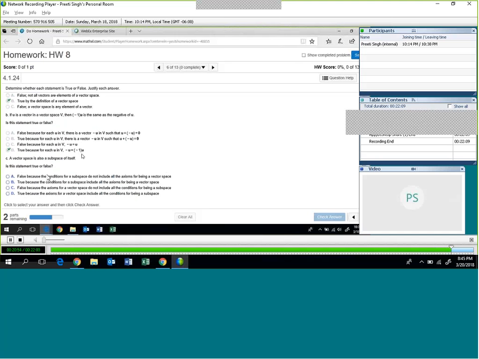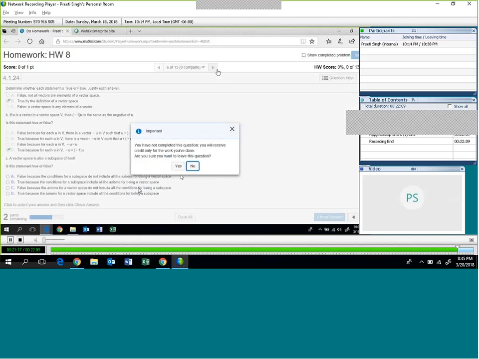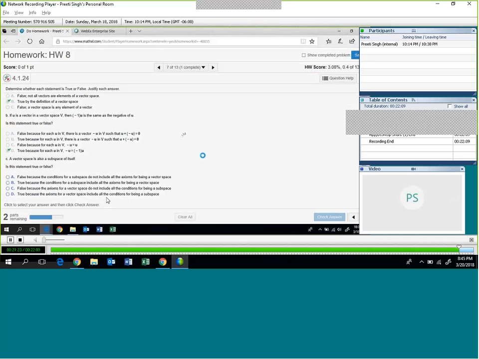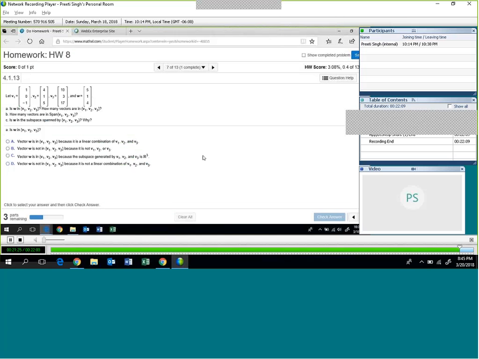A vector space is also a subspace of itself. Again, true. You can figure out why. Because the conditions of a subspace include all the axioms of being a vector space, right? Sorry, because the axioms of a vector space include the conditions for being a subspace. So part D for that one.